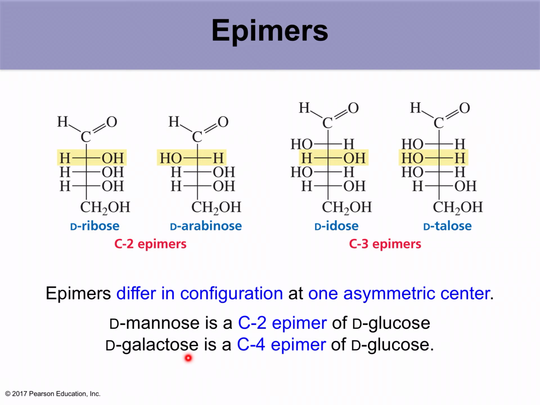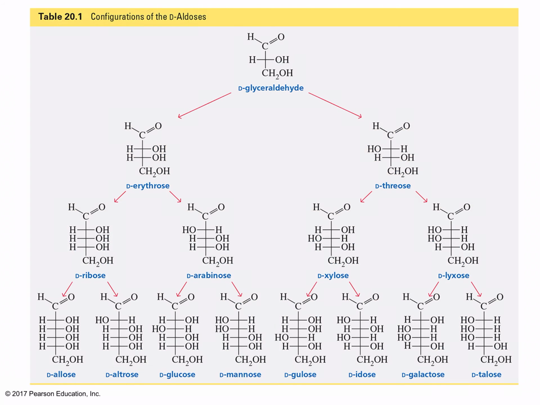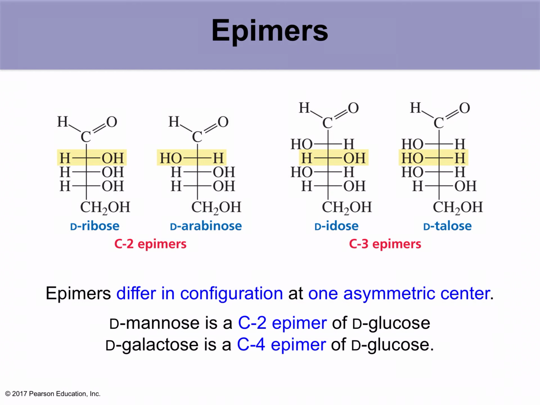And then D-galactose is a C4 epimer of D-glucose. D-galactose here, 1, 2, 3, 4: the OH group is to the left. For glucose, 1, 2, 3, 4: the OH group is to the right. So D-glucose and D-galactose only differ at carbon 4. So we call them C4 epimers.